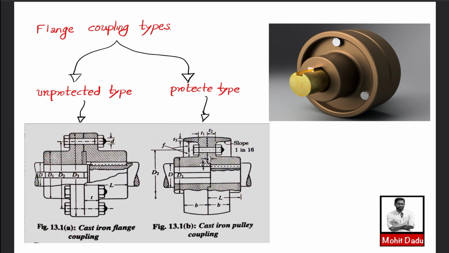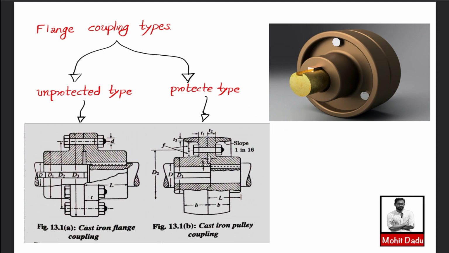So in order to give safety to the operator, this end will be protected, or the projections of the coupling will come in such a way that they cover the bolt, and that is known as the protected type flange coupling. We have already seen this figure. Here you can see the bolt end is coming within this end of the flange. That means this comes under the protected type. The design of the protected as well as the unprotected type flange coupling is similar.